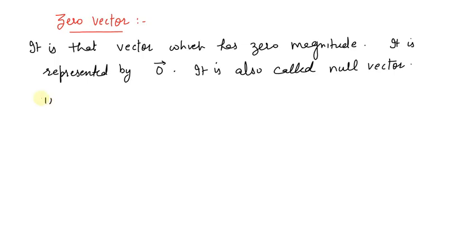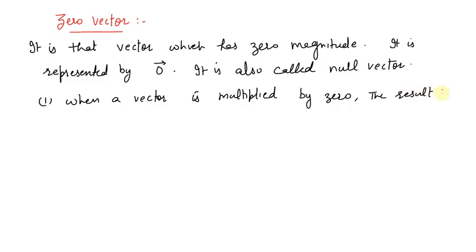Some examples we take: when a vector is multiplied by 0, the result is zero vector.